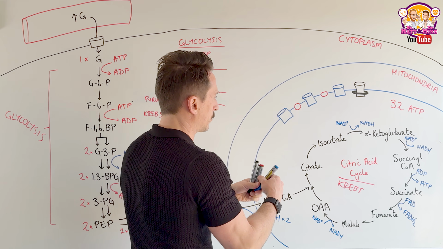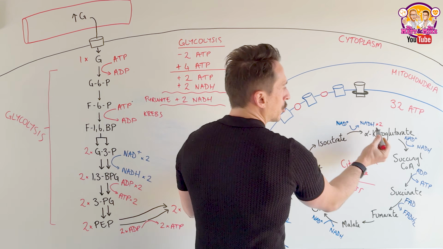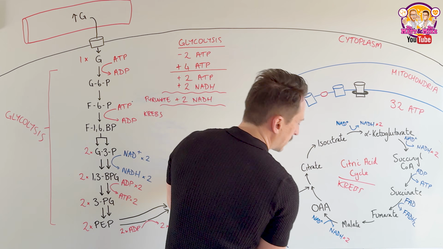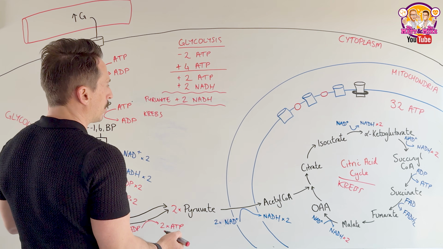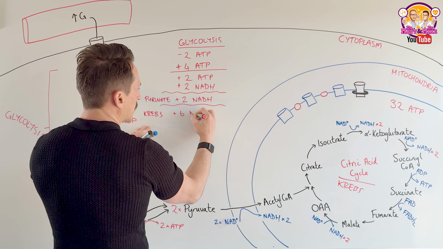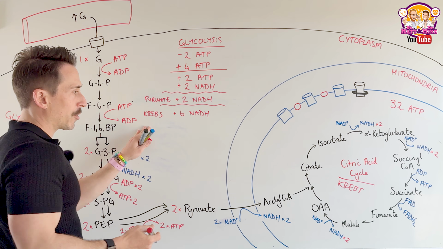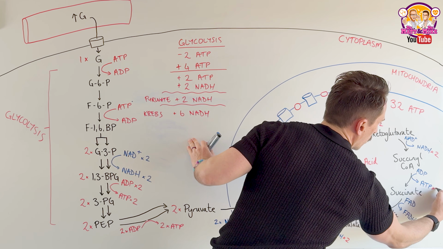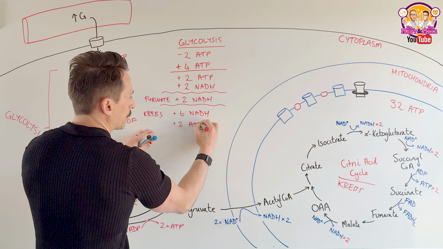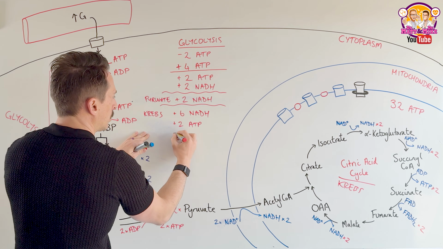Now let's put the times 2 in, because that's important. So in the Krebs cycle, we produce 2, 4, 6 NADH, sorry, not NAD+. 6 NADH, right? We produced 2 ATP. We produced 2 FADH2.